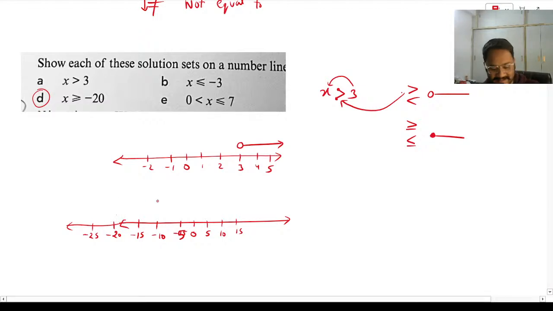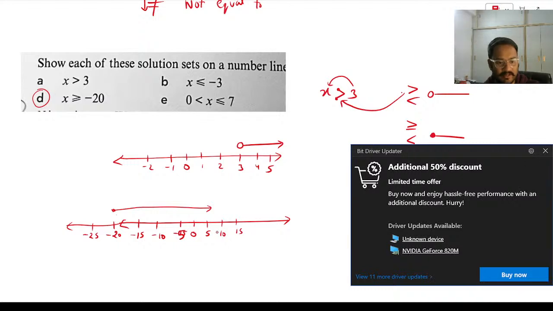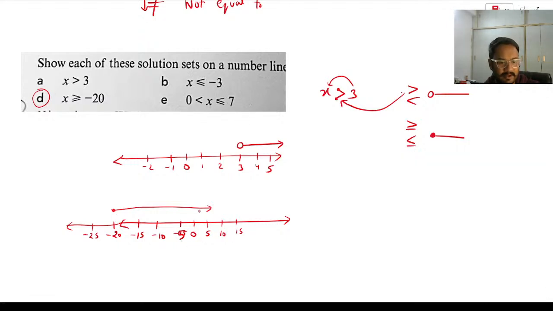So we need to erase this. So it is negative 20. So we'll make this sign, right? And then it is x is greater than minus 20. Now if we go in this direction, then it is greater, because minus 20, minus 15, then minus 10, then minus 5, then 0, then 5, 10, 15. So in that case, we'll have to go in this direction, right? So this is greater than minus 20, right?